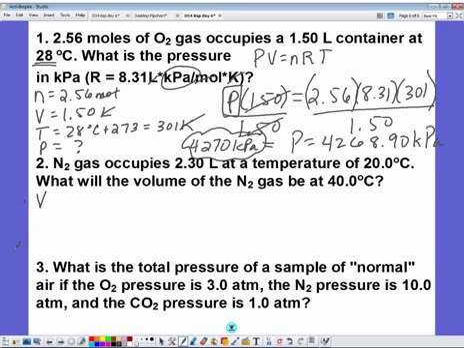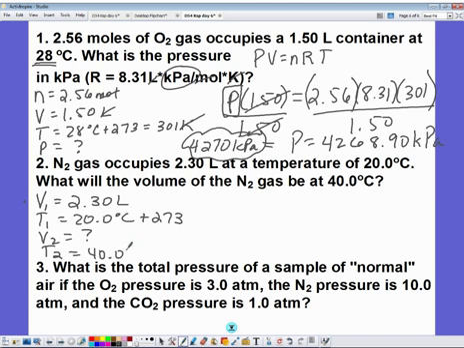I see V for the first time, and I've already concluded since I see two temperatures, I'm going to have ones and twos. So 2.30 liters is my V1. T1 is 20 degrees Celsius. You've always got to add that 273. V2, what will the volume of the N2 gas be? That's my unknown. My T2 is 40 degrees Celsius plus 273.